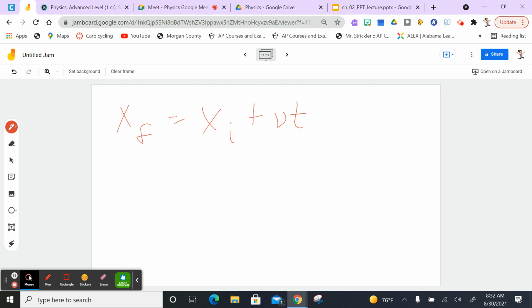All right, so 7.8 meters is our final position. 1.6 meters is our initial position. We don't know our velocity. All we know is it's constant. And we have a time of 3.1 seconds. So if we plug all of that in, we can solve for the velocity and find out what our constant velocity is.